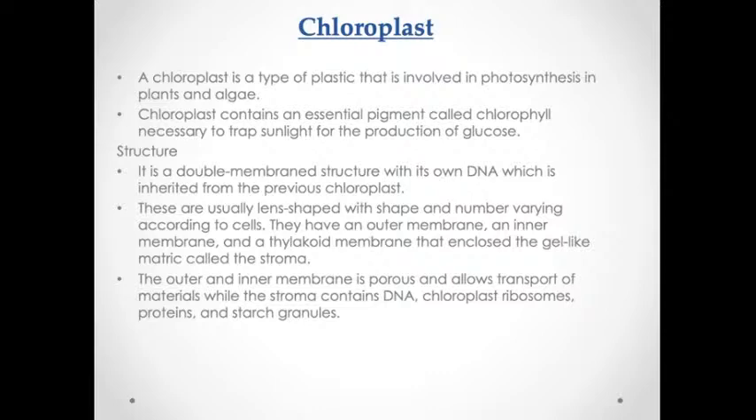These are usually lens shaped, with the number varying according to cells, and they have an outer membrane, an inner membrane, and a thylakoid membrane that enclose the gel-like matrix called stroma. The outer and inner membranes are porous, allowing the transport of materials, while the stroma contains chloroplast ribosomes, proteins, and starch granules.